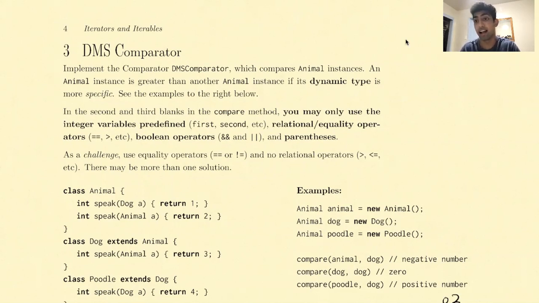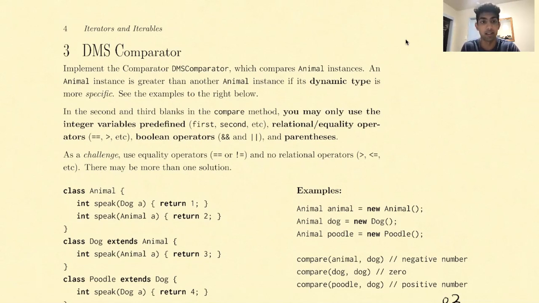So I expect you guys to have a basic understanding of dynamic method selection and comparators, but it's not required because I'll dive into it with a bit of depth as well. So let's go over the problem and then I'll give you guys a bit of time to think about how to approach it yourself, okay?